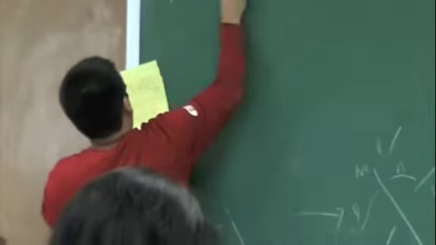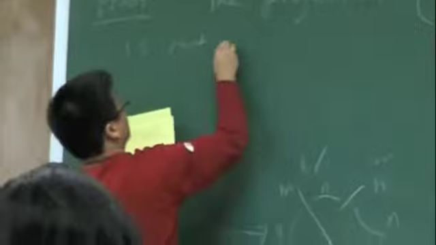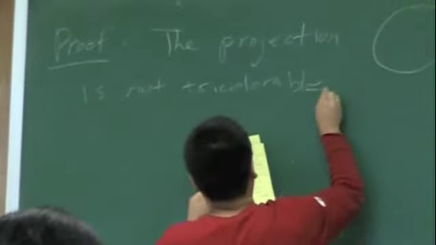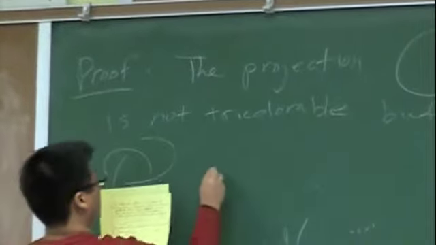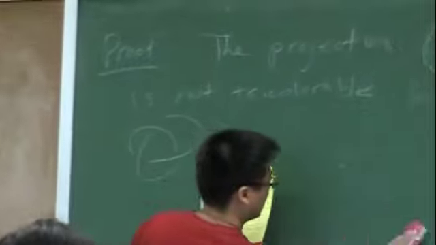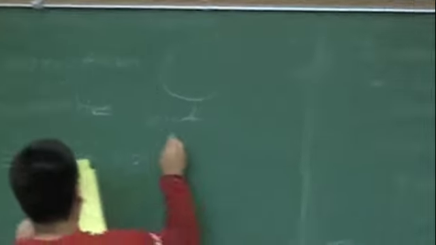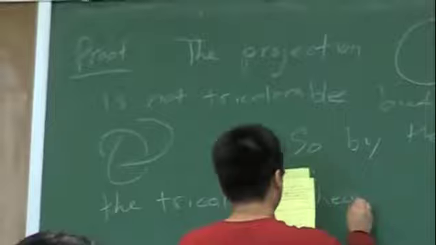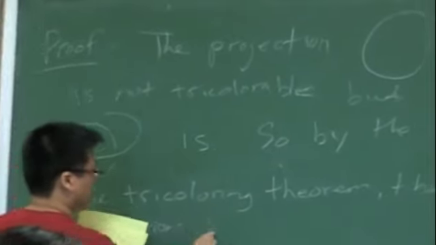Proof. This projection is not tricolorable. We talked about that before. But I guess this one is. So one diagram is tricolorable, the other one's not. So by the tricoloring theorem we proved, there's no way to go between them by Reidemeister moves. The property should be preserved. So by the tricoloring theorem, we just proved these projections belong to different knots.